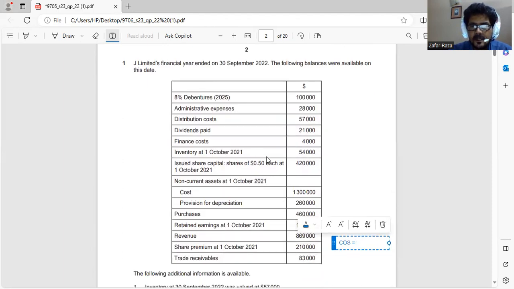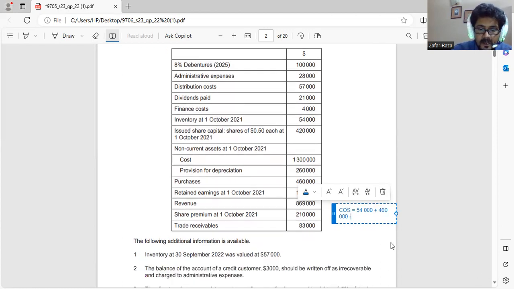Opening inventory, $54,000, plus purchases. Purchases how much? $460,000, minus closing inventory, which is given as $57,000. That would make cost of sales how much? $457,000 total cost of sales.